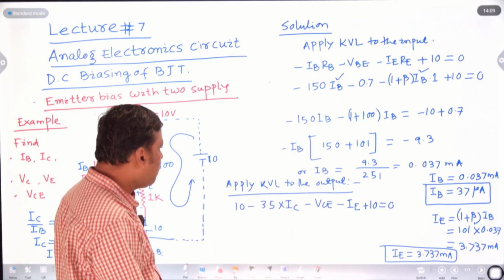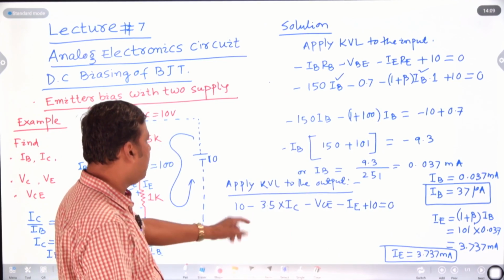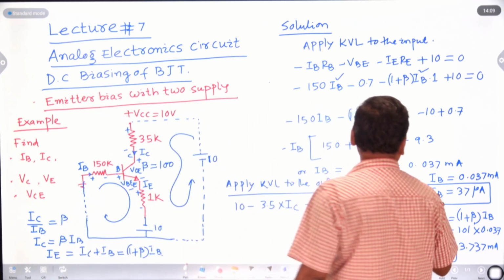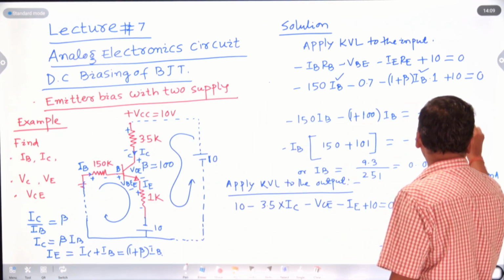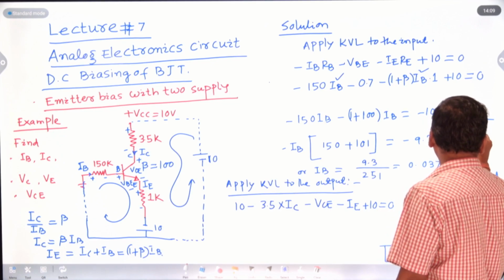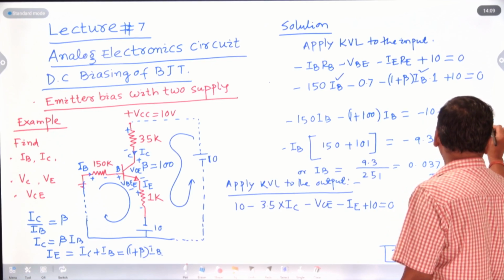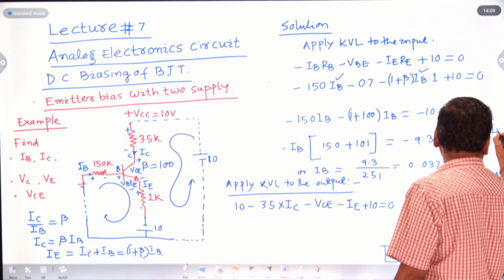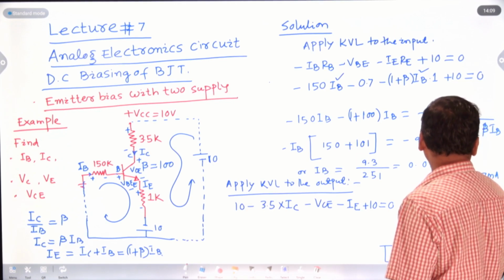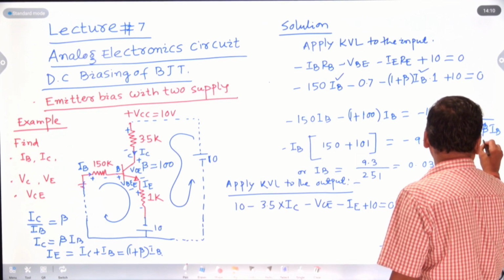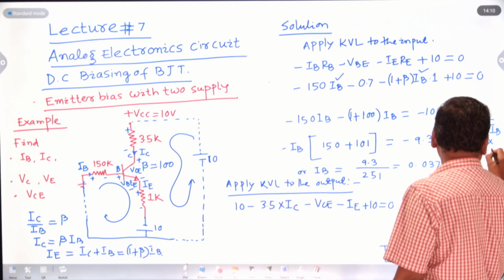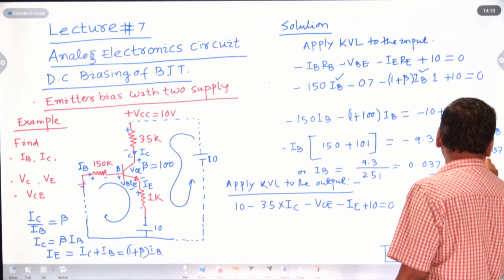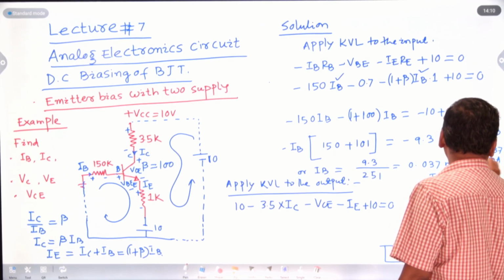Then if there is a collector current, you know IC equals beta IB. IB is 0.037 milliampere, so that is 100 into 0.037, and it is around 3.7 milliampere. So IC is around 3.7 milliampere.